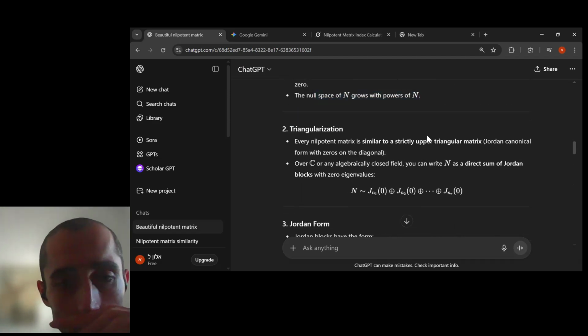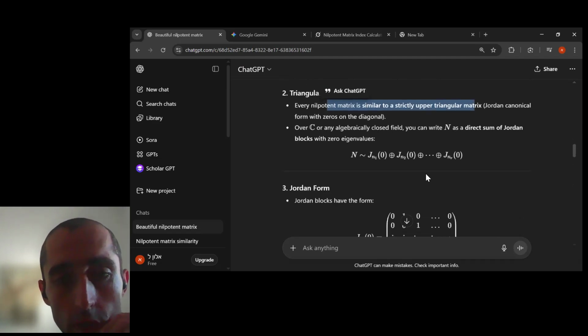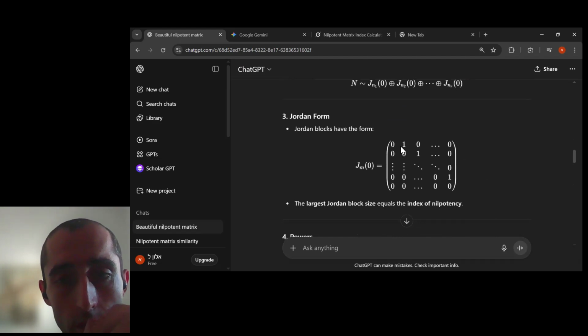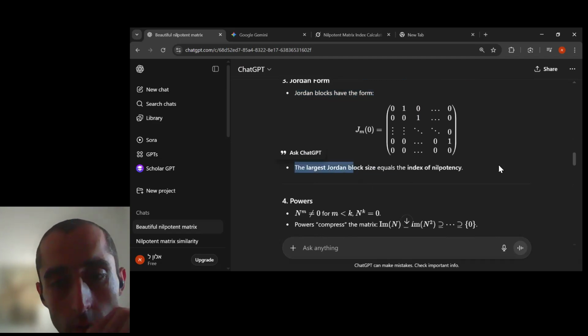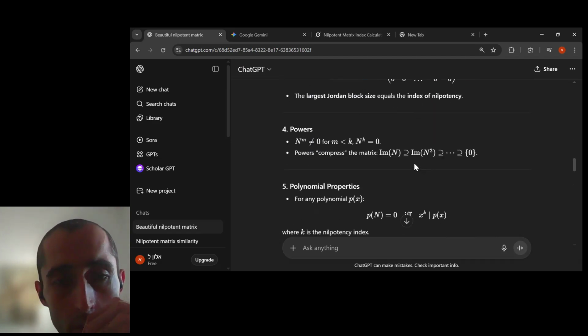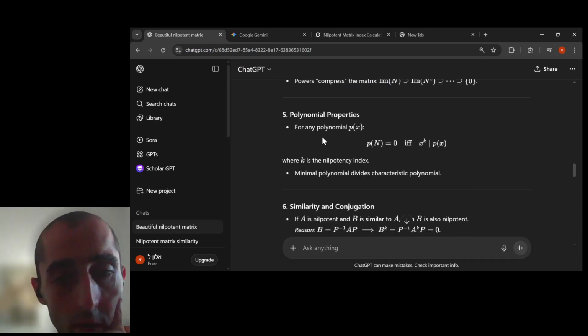This is the idea. Triangulation: we said that every nilpotent matrix can be triangularized. And this one I won't talk about. Jordan blocks have the form of a shift matrix, let's call it. Powers, as we said. The image we didn't talk about. Any polynomial.